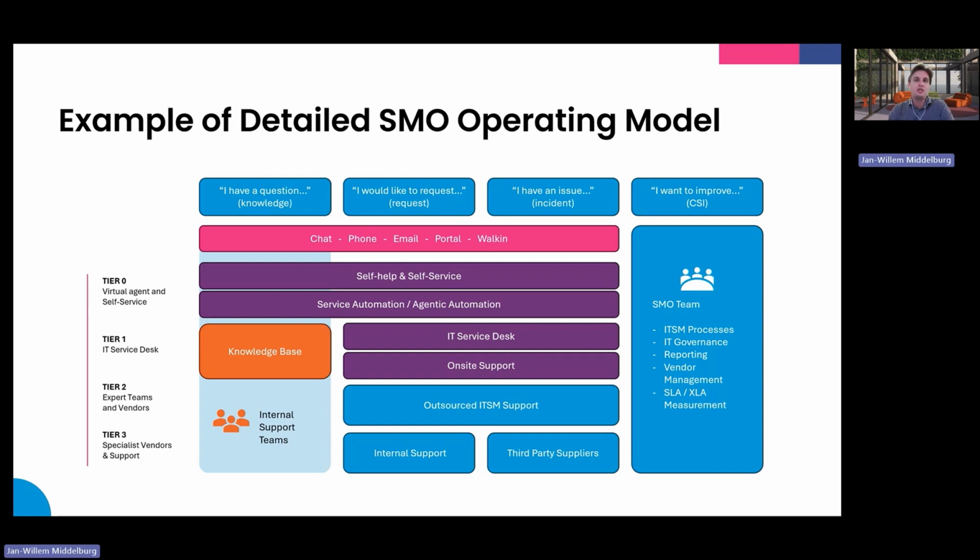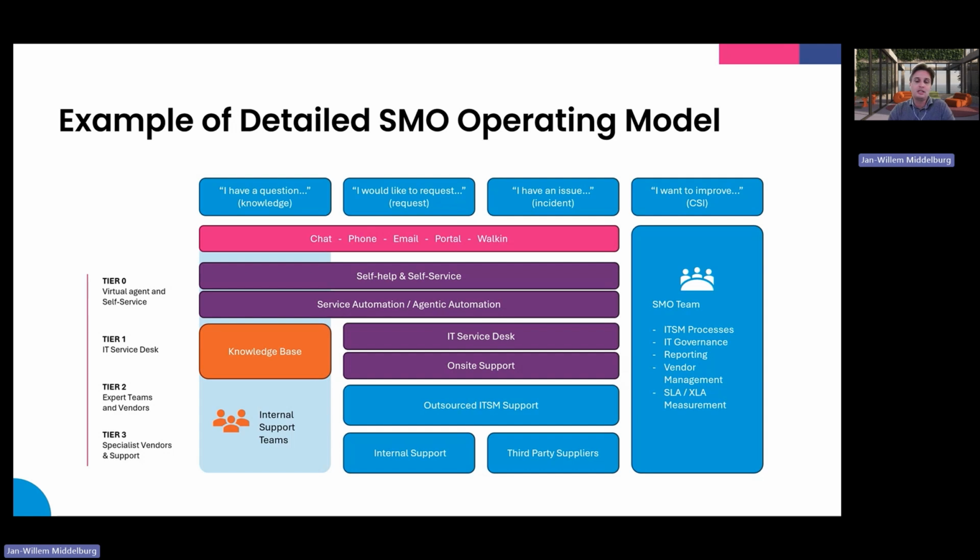Fourthly, the SMO team is responsible for vendor management, managing the different suppliers and vendors that together form the services that are delivered towards the organization. Here you can think about outsourcing of, let's say, service desk and agents, or maybe even outsourcing of the IT asset management or knowledge management operations. All of these are existing vendor structures that need to be managed centrally because they can have a direct impact on the quality of services.